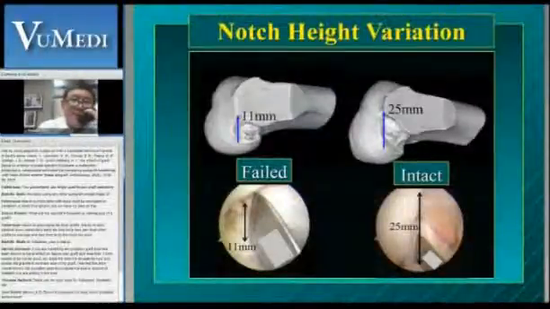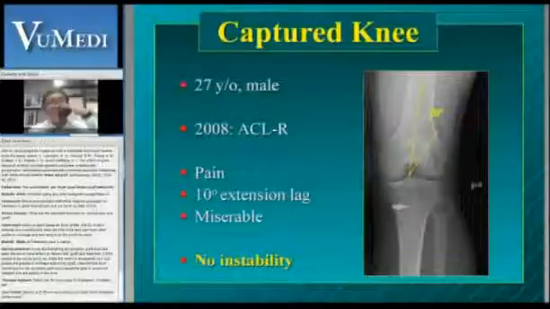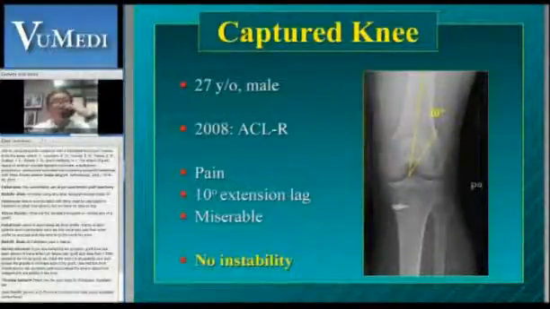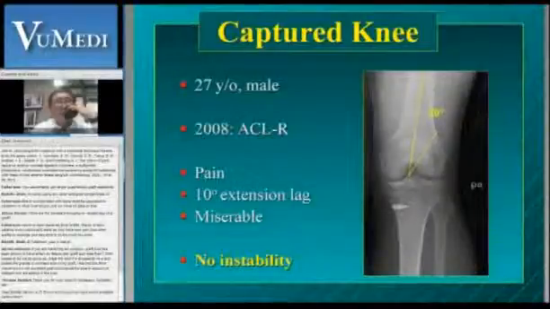So the other problem with a wrong tunnel is something called capture knee. I just saw this patient recently. He had an ACL done. You can see the measurement is a little bit vertical, but he lacked 10 degrees of full extension and was really miserable. He cannot do anything. And the examination in the office and the OR are both stable. I cannot tell. There's no shifting. The Lachman, everything, the KT is normal.